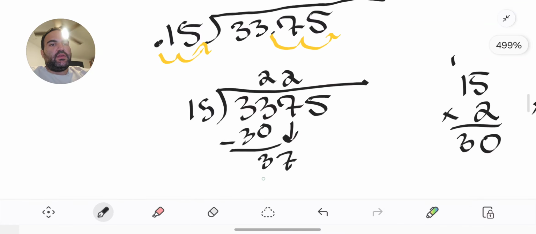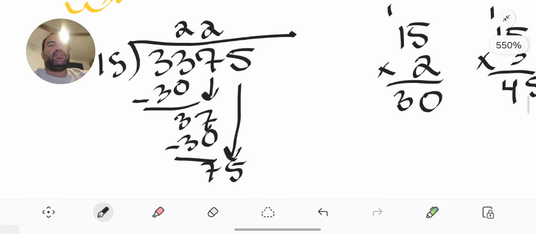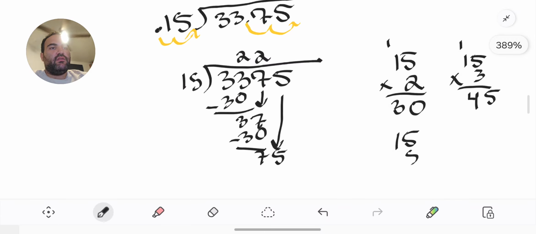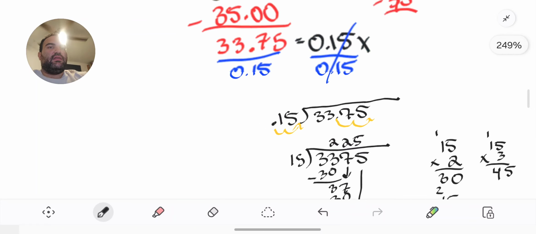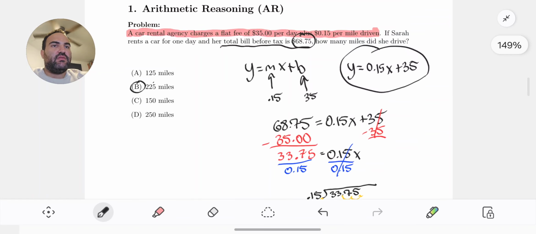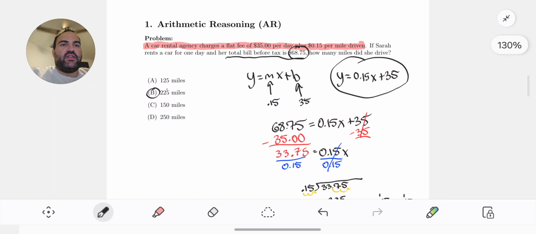But then if we just keep going, 30, subtract 7, bring down the 5. 15 into 75 would be 5 times. Bam. And then, there it is, 225. Very cool. Now, there are different ways to do this one, but that would be the way to do it with the least headache. You would just have to do everything correct.